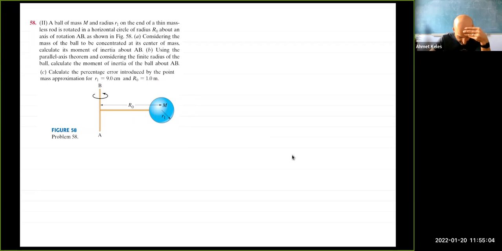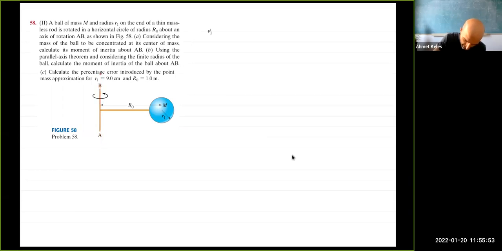Considering the mass of the ball to be concentrated at its center of mass, calculate its moment of inertia about AB. Okay, I think this one, I would do something like that. The mass is concentrated at its center of mass, like here. And this rod is massless, so we don't have to worry about that. The only thing is this blue ball, and we are to calculate its moment of inertia about here.